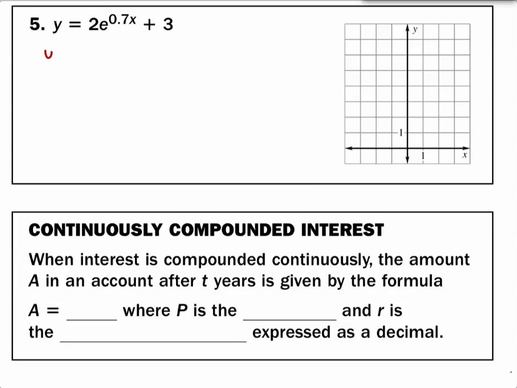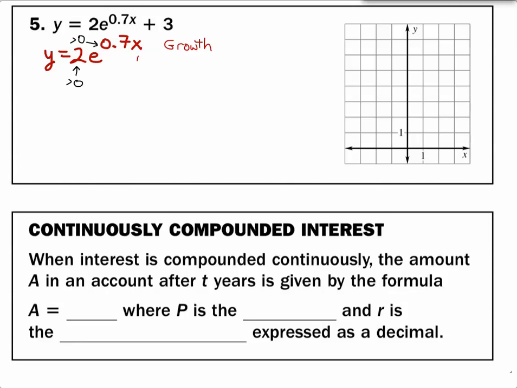But first, I'm going to recommend that we graph the slightly simpler function, y equals 2e to the 0.7x. Now, I want to highlight a couple things. First of all, the number 2 is greater than 0, and the number 0.7 that we're multiplying by is also greater than 0. Both the coefficient and the number multiplying by the x are greater than 0, and so we know that it's exponential growth. So we know the general shape based on that information.